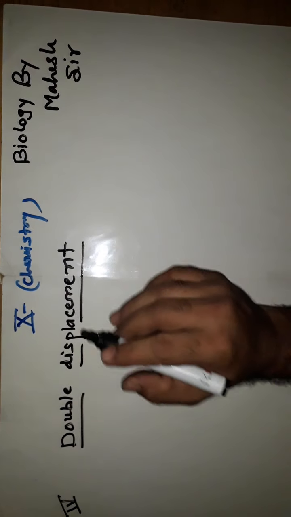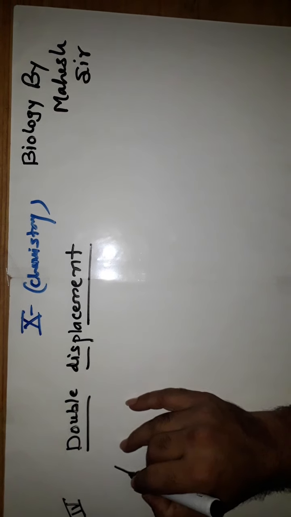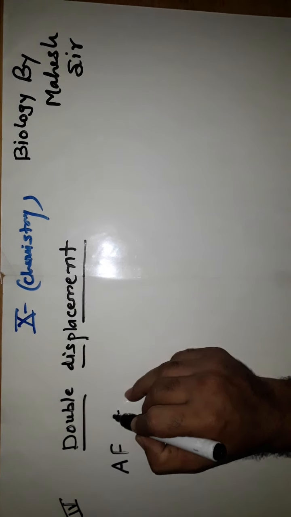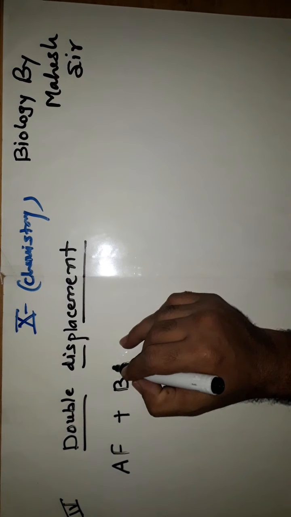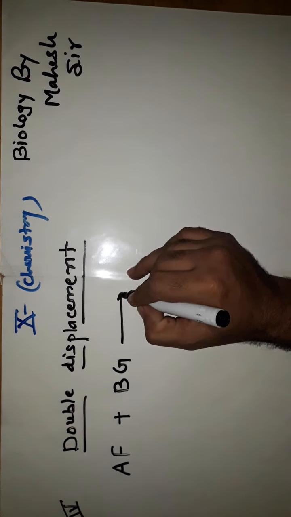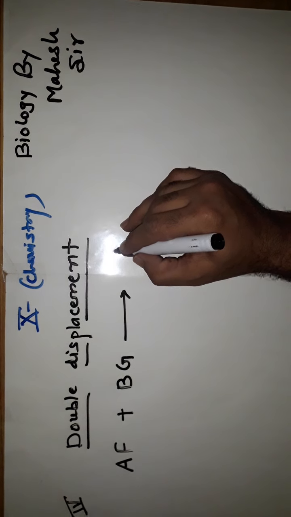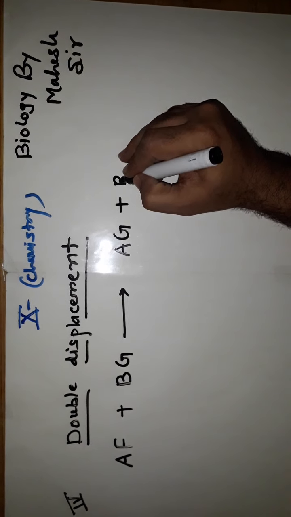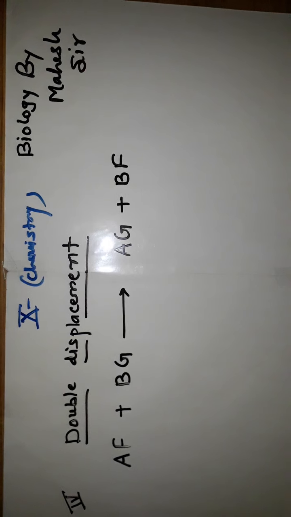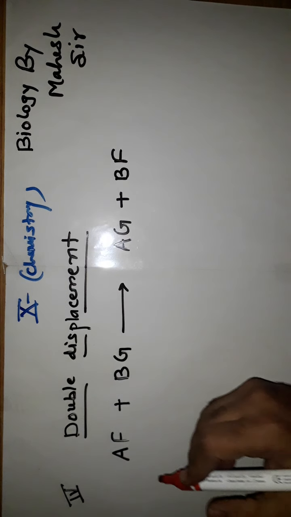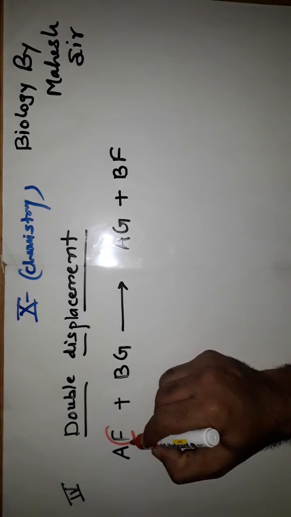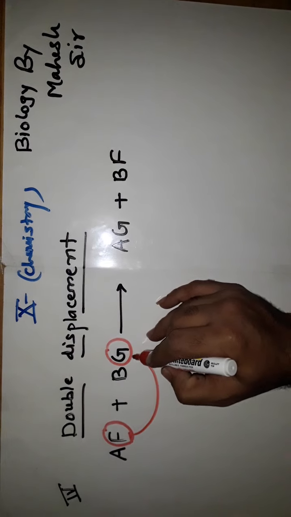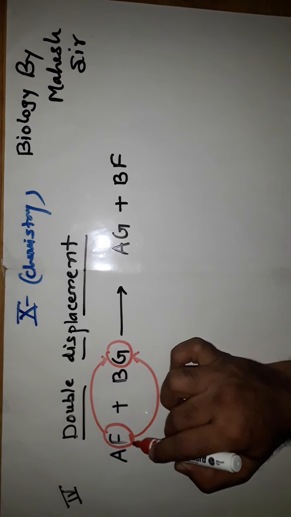So we can understand this reaction with a very common example: AF plus BG react, and in double displacement they produce AG plus BF. Here we can say easily that in the first compound it is a functional group, and in the second compound it is a functional group. So they interchange their position from one compound to another compound.